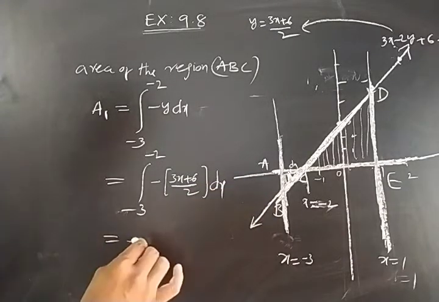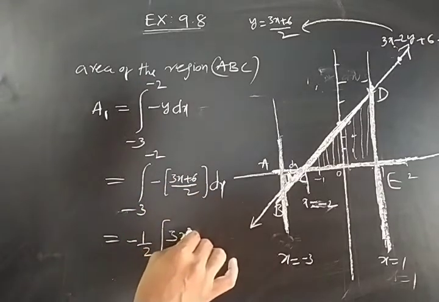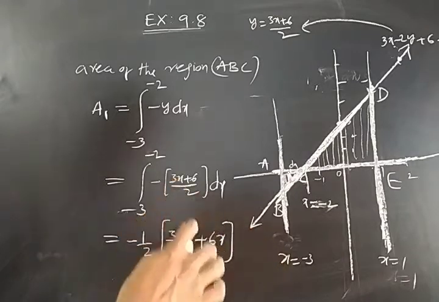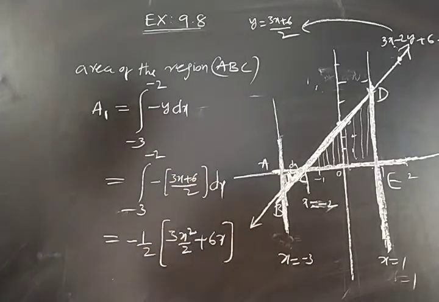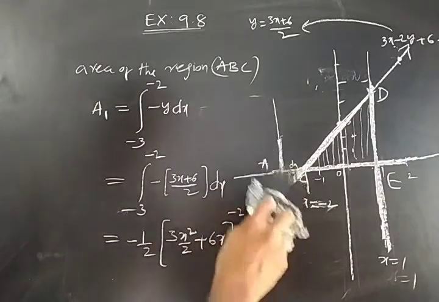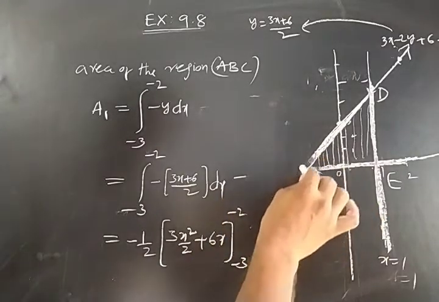By integrating, taking minus 1 by 2 common, by integrating 3x we will get 3x square by 2 plus 6x. X integration x square by 2 and 6 is constant, so 6x. Minus 3 to minus 2. Okay.